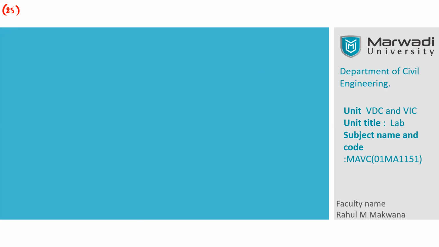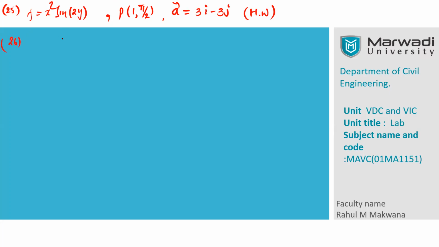Now see, 25th is f is equals to x square sine 2y. Point P is 1 and pi by 2. And direction is 3i minus 3j. Okay, so 25th homework, function, point, and direction, directional derivative. 25th homework.